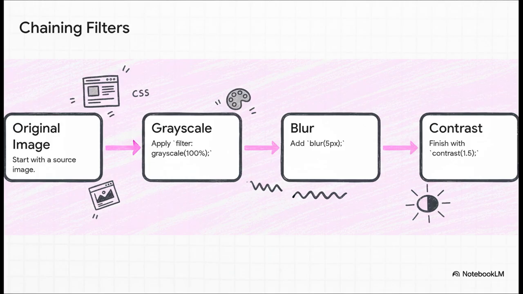You can apply effects like grayscale, blur, or contrast, but the best part, you can chain them all together in a single line. So here, we're taking an image, turning it black and white, then adding a little blur, and finally bumping up the contrast to create this really unique stylized effect. And we did all of that without ever opening an image editor.